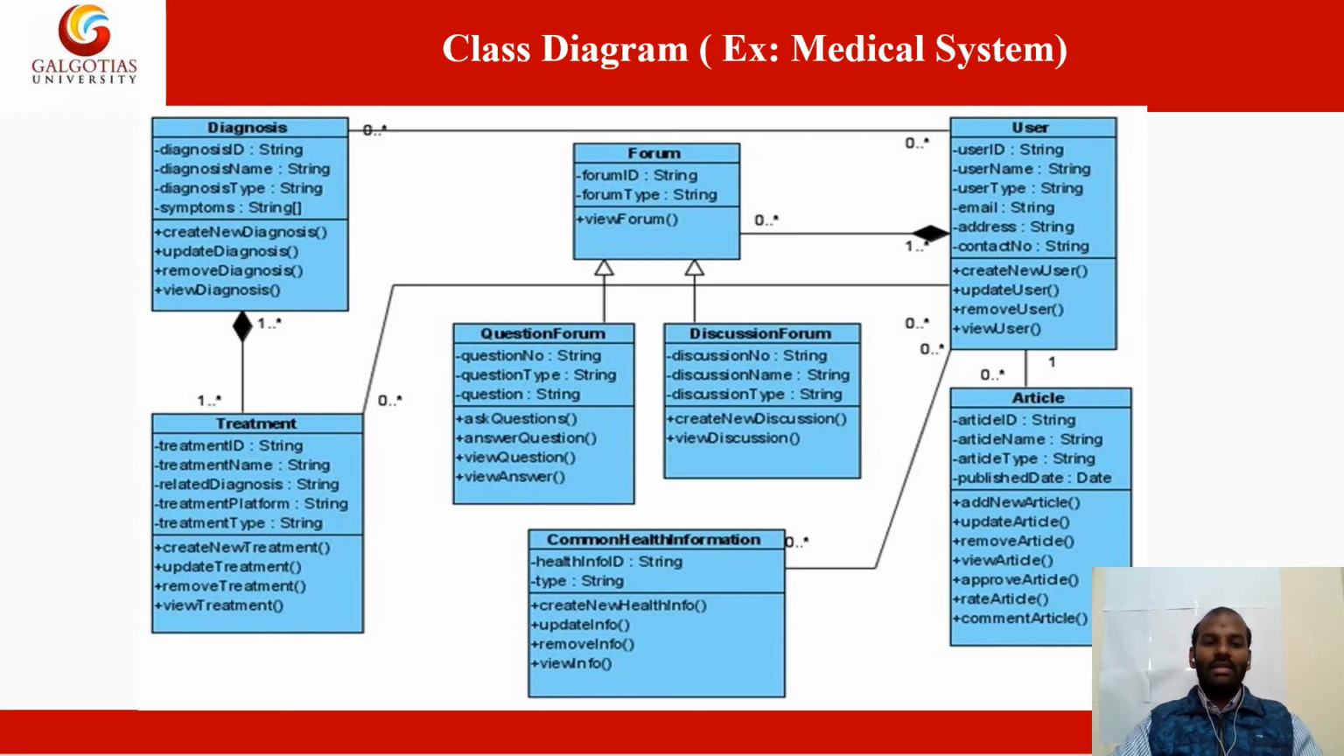How the diagnosis is going to be done, as well as the treatment, your article, your form, your question form, discussion form, and common health information. All these things are going to be represented in a class diagram with attributes and function names, right? So association is going to be used, and generalization is going to be applied. The multiplicity concept that we are using, association we are going to be using over here, right? So all the particular class diagrams are going to be used over here, right?